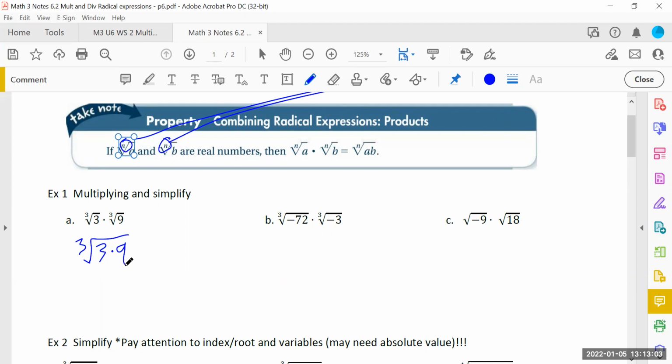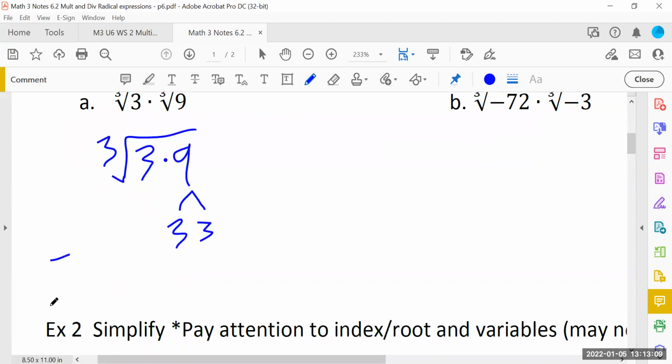So let's just break the 9 apart. 9 is 3 and 3. So that is 1, 2, 3 threes. It's a cube root. I'm looking for sets of 3. So this is just 3. That's my answer. The cube root of 3 times the cube root of 9 makes 3. Does that make sense?